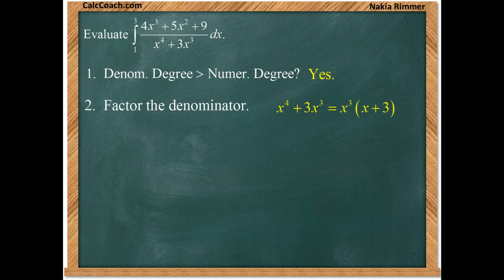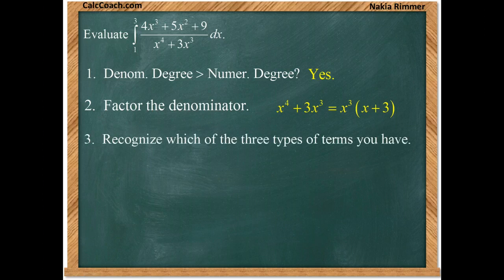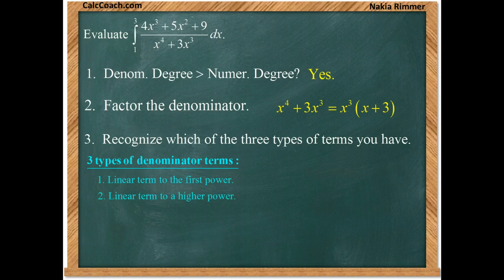The next most important thing is that you have to recognize what you have in hand. There are only 3 types of terms you can have from your denominator. The first is a linear term that's raised to the first power. The second type is a linear term that's raised to a higher power. And the third type is an irreducible quadratic term.